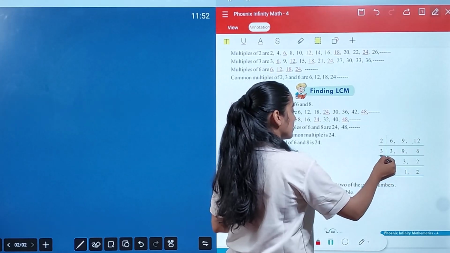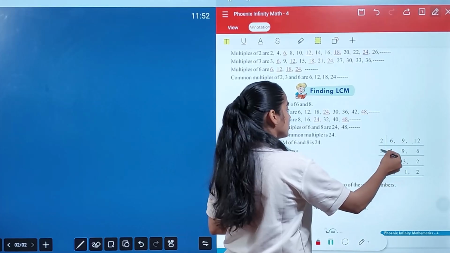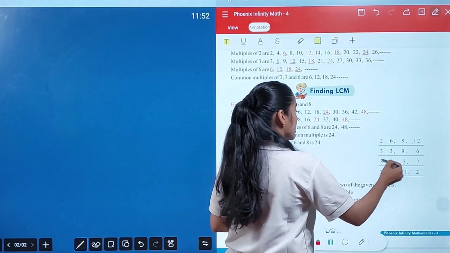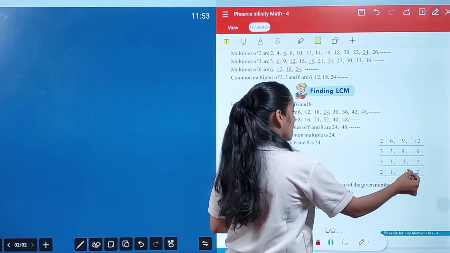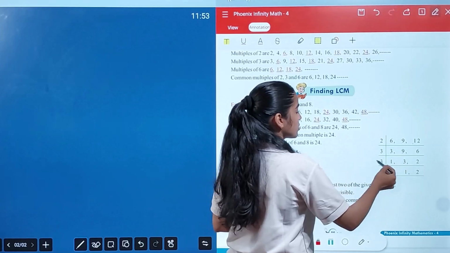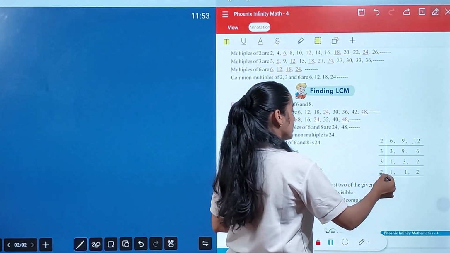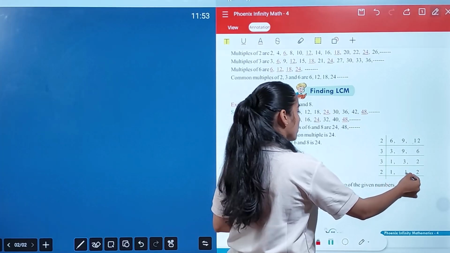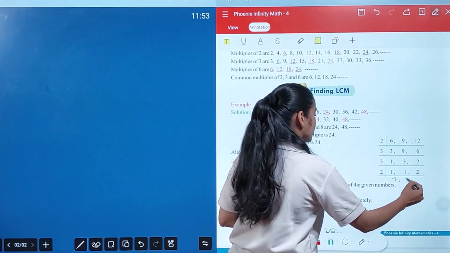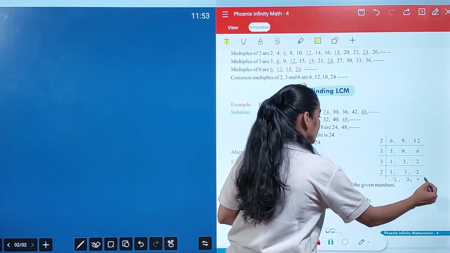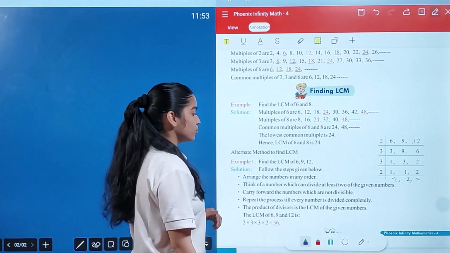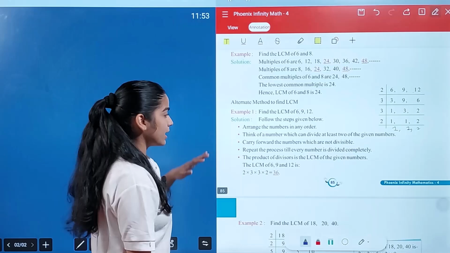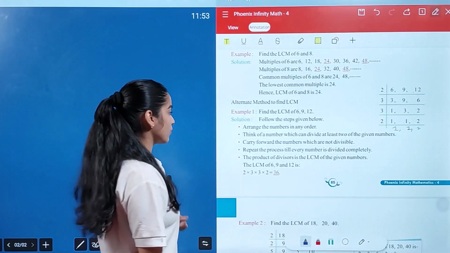Then we take the table of 3, so 3 for 1, then 3, 3 and then 2. Again we take 3, so 1, 1 and 2 is as it is because 2 is not coming in 3's table. Then we take 2, so 2, 1, 1 and 1. We have to do it in such a way that we get 1, 1, 1 for each of the numbers we have.